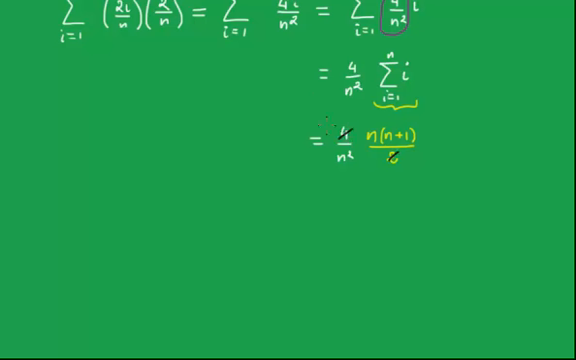So we have 4 by 2, we have 2, and then n squared over n, we're left with n. At the end of the day, we are left with 2 over n times n plus 1, which is the same as 2n plus 2 divided by n. So this is the closed form. There is no sigma and there is no i.